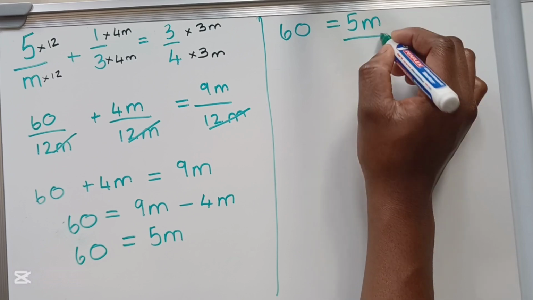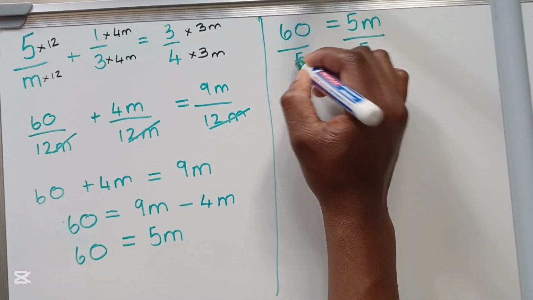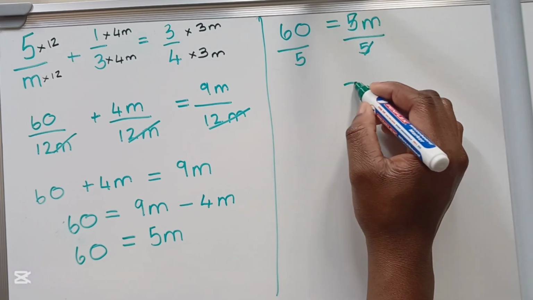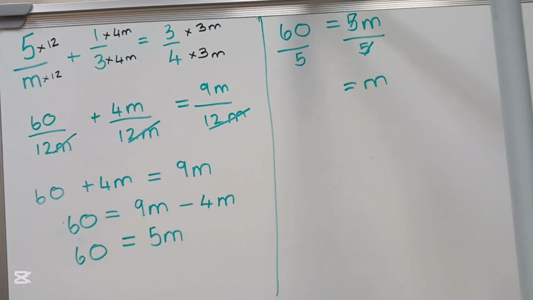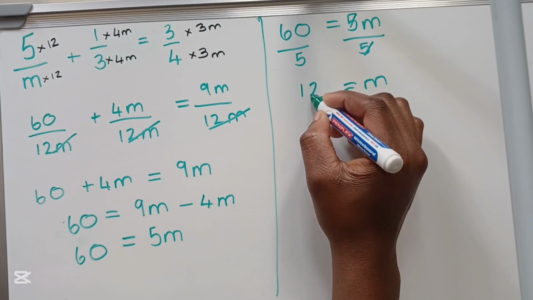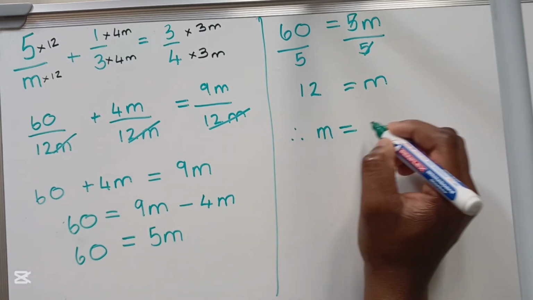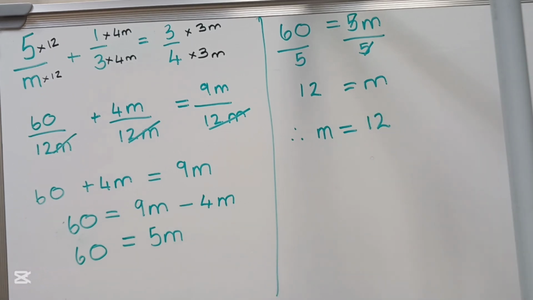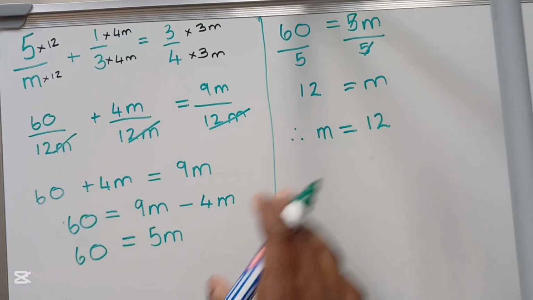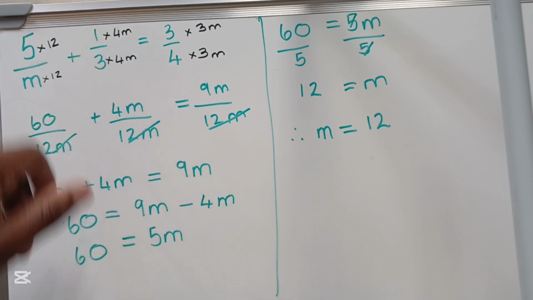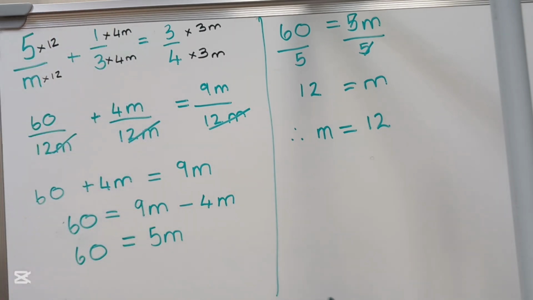So we have to divide both sides by 5. The 5 will cancel out, then we have m. 60 divided by 5 will give you 12. Therefore, our unknown variable m is equal to 12. If you want to verify, substitute this 12 where m was in the original equation. And if both sides of the equal sign have the same value, that means that m is indeed 12.